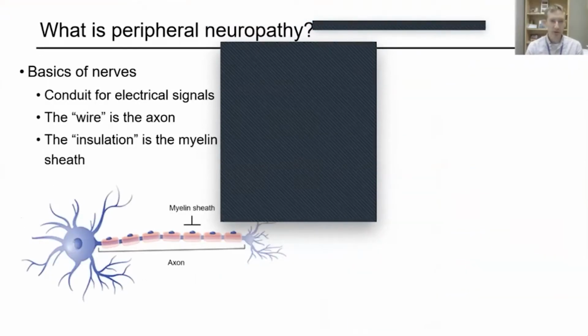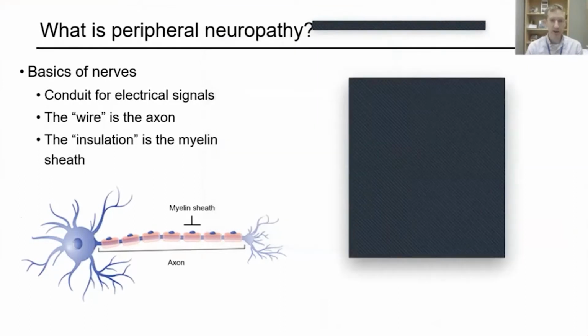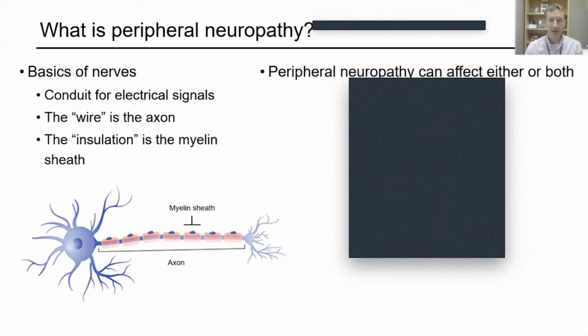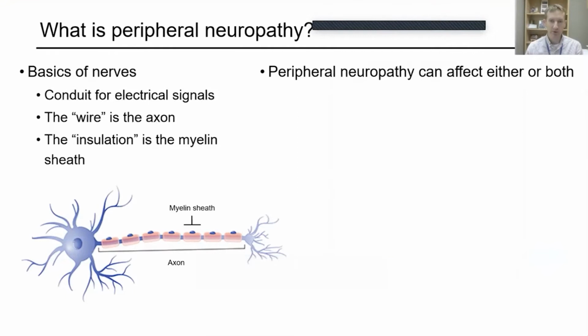So some basics of what nerves actually are. They can be thought of as electrical wires that conduct electrical signals, which either move muscles or transmit sensory information from the body. In this analogy, the wire is the axon of the nerve, and the insulation around the wire is the myelin sheath. And the myelin is wrapped around in these discontinuous segments here. So peripheral neuropathy can affect either the underlying wire, or the axon, or it can affect the myelin sheath, or it can affect both.